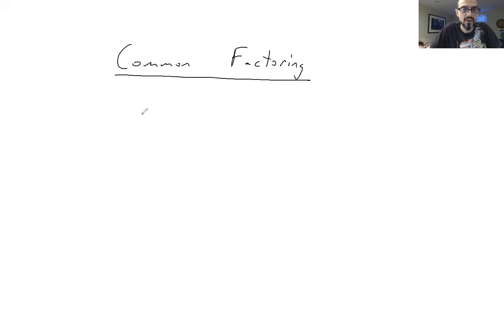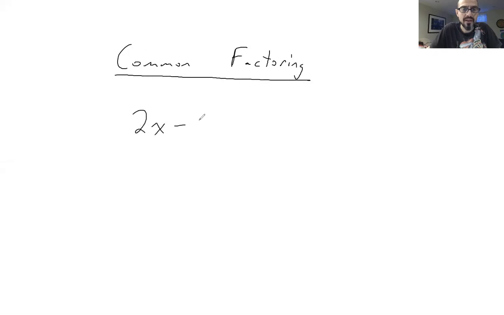So common factoring is the first type of factoring that you always want to attempt when you're asked to factor something, or factor a polynomial. So what is it? Well, common factoring is where we look for a value or variable that divides evenly into the group of terms that are sitting in front of you. Okay, so let me show you an example.